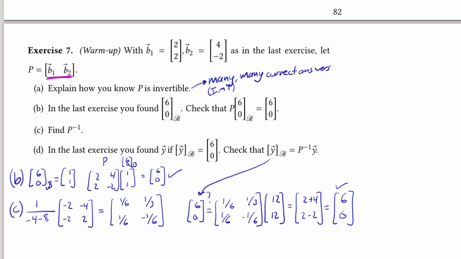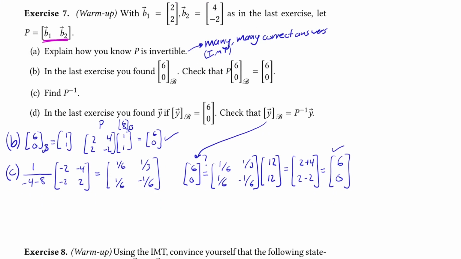For part B, we found the B coordinates of 6, 0. They were 1 and 1. So this is just checking that when you do this linear combination of these columns using 1 and 1 as weights, you actually get 6, 0. So same idea as the way we did it in chapter 1. We're just thinking of it in terms of matrix by vector multiplication here. For part C, P inverse should come out to be this matrix here.